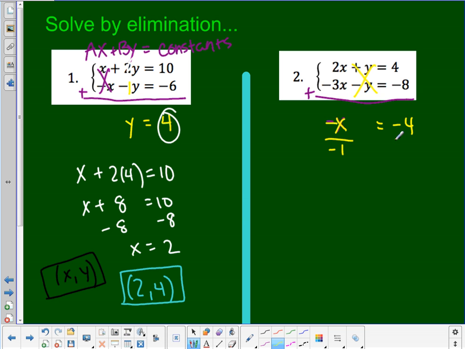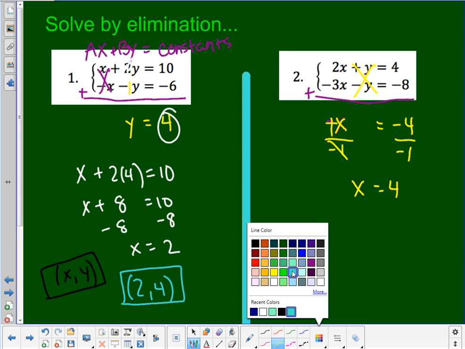Divide by the negative 1, because I have a negative in front of that x, so that cancels. I have x is equal to positive 4. So now I need to take that and plug it back in. So that's my first variable. I'm done. I've got my first variable.